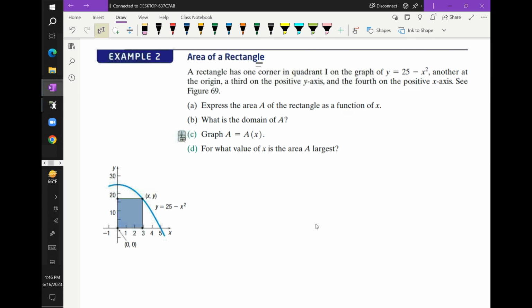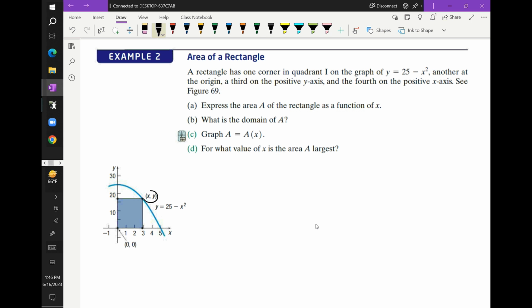Take a look at example number 2. Let's do the area of a rectangle. And so we see from our figure here, we've got a rectangle that has one corner over here in quadrant 1 on the graph. So that point there is on the graph of what? 25 minus x squared. We've got another at the origin right here at 0, 0. Then the other 2 points are on the x-axis and on the y-axis.